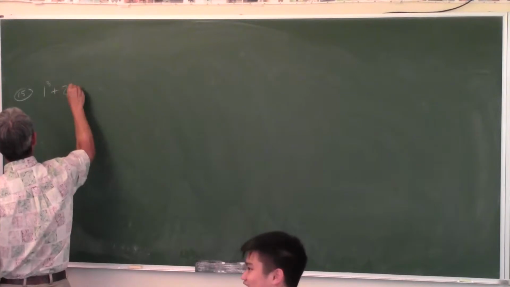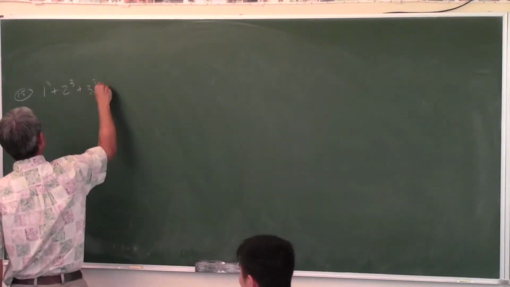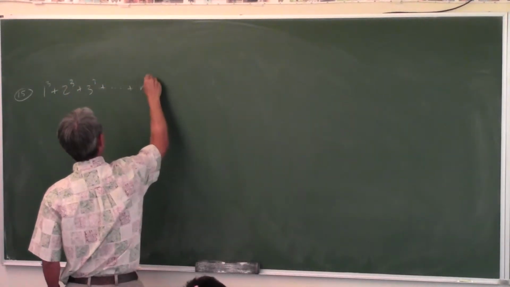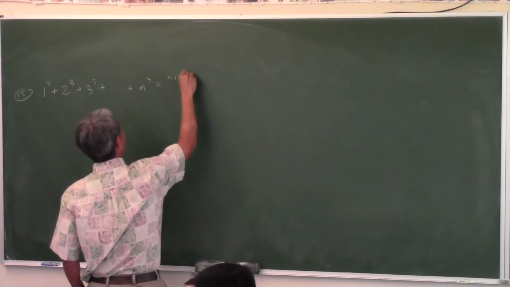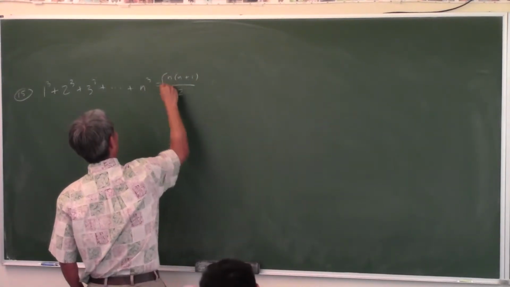1 cubed plus 2 cubed plus 3 cubed plus dot dot dot plus n cubed is equal to n times n plus 1, all over 2, quantity squared.